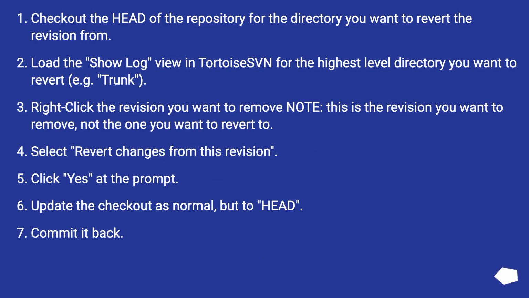Check out the head of the repository for the directory you want to revert the revision from. Load the show log view in TortoiseSVN for the highest level directory you want to revert, for example trunk. Right-click the revision you want to remove. Note, this is the revision you want to remove, not the one you want to revert to. Select Revert Changes from this revision.